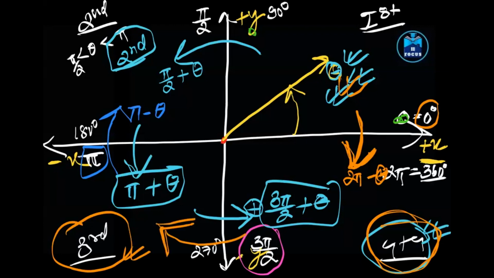3 pi by 2 minus theta. Very good. Very, very brilliant. Very nice. Okay, so you have understood this also. The next topic to understand is, after that, we will do questions based on the combination of everything we have understood from quadrants.